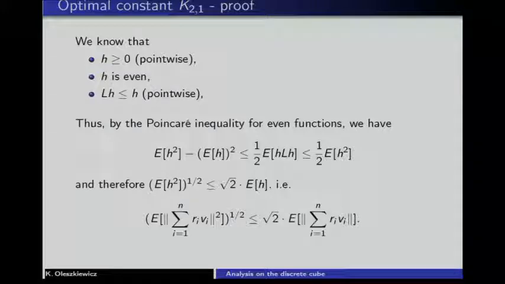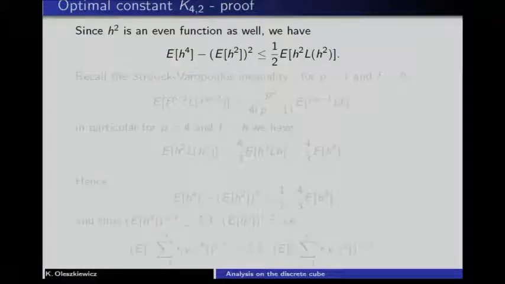Okay? So you see that this is a few line proof of the Khinchin-Kahane inequality with constant square root of 2. And now, how to do the proof for exponents 4 and 2? Can you see, by the way, where equality holds?